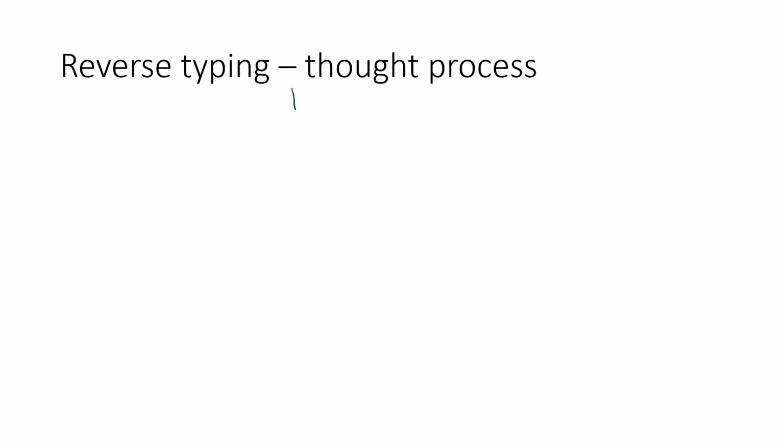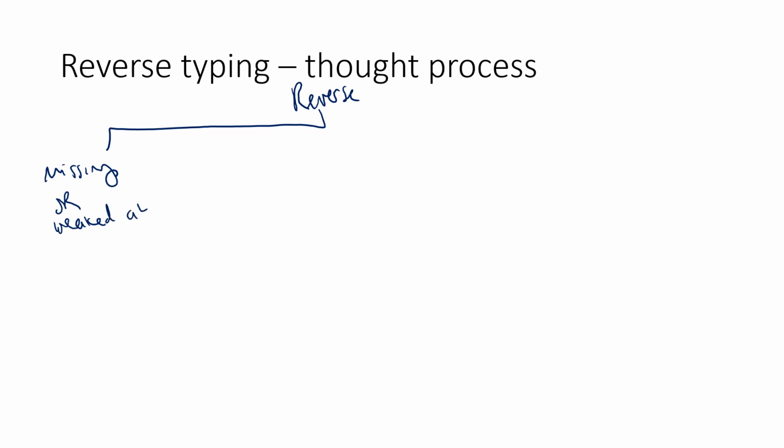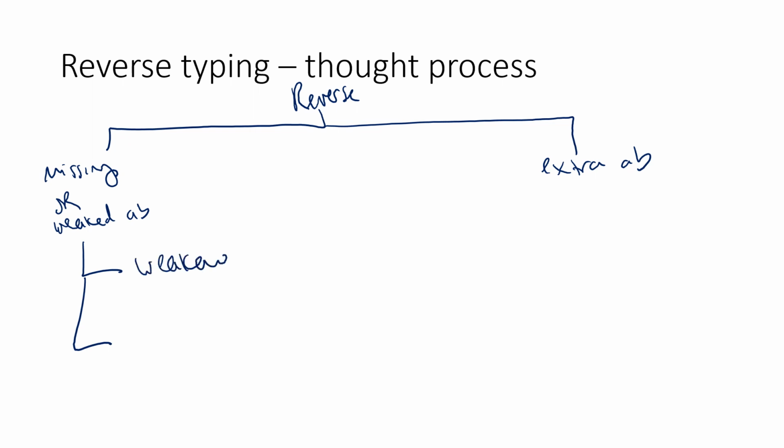So now let's talk about what's going on in our case. We have a reverse discrepancy. With a reverse discrepancy, you can have missing or weakened antibody. The other option is you can have an extra antibody appear that you weren't expecting. So with the missing or weakened, you have two options. You can have weakened anti-A in the patient's plasma or serum, or weakened anti-B. So pretty simple.